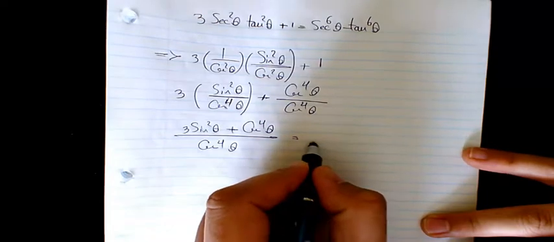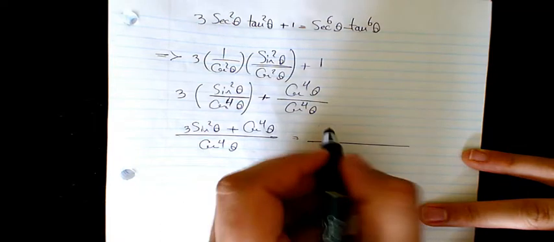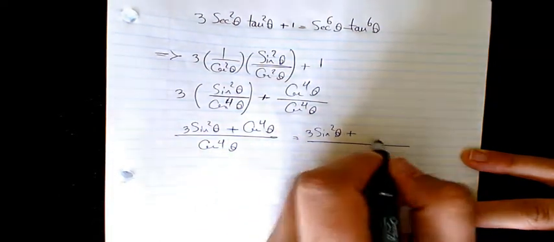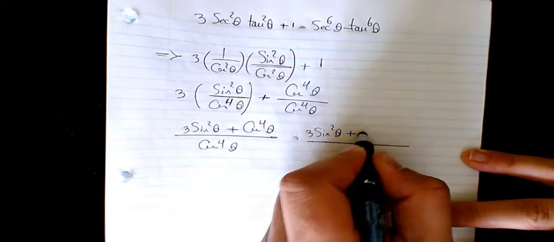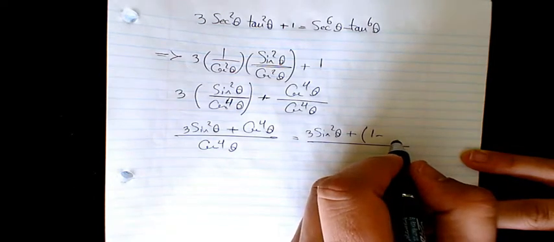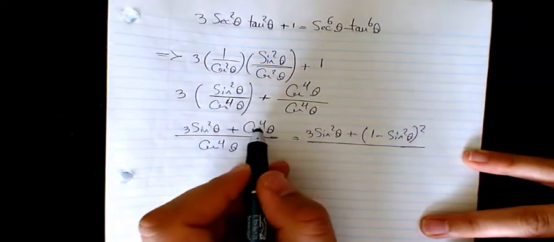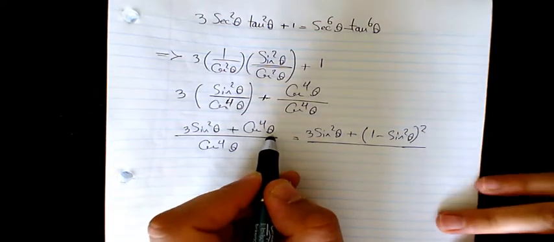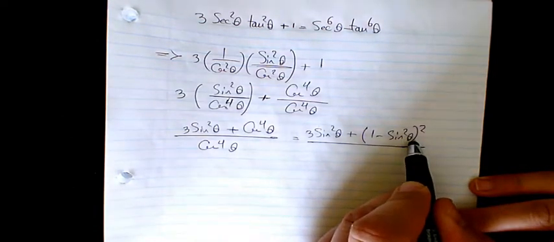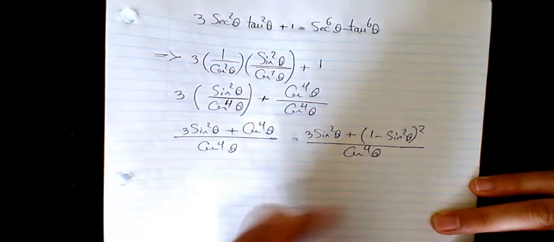Then I can write here 3 sine squared theta plus 1 minus sine squared theta squared, because cosine to the power of 4 is the same as cosine to the power of 2 to the power of 2. So it will be equal to 1 minus sine to the power of 2 theta to the power of 2. Then cosine to the power of 4.